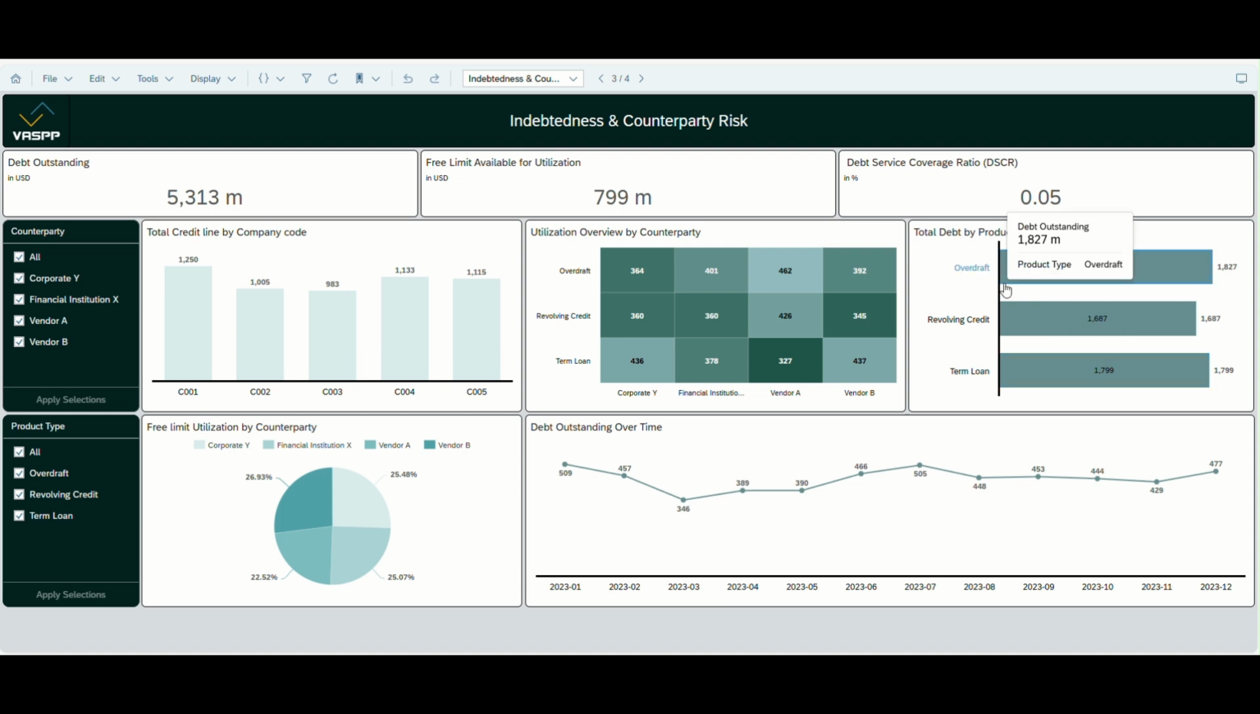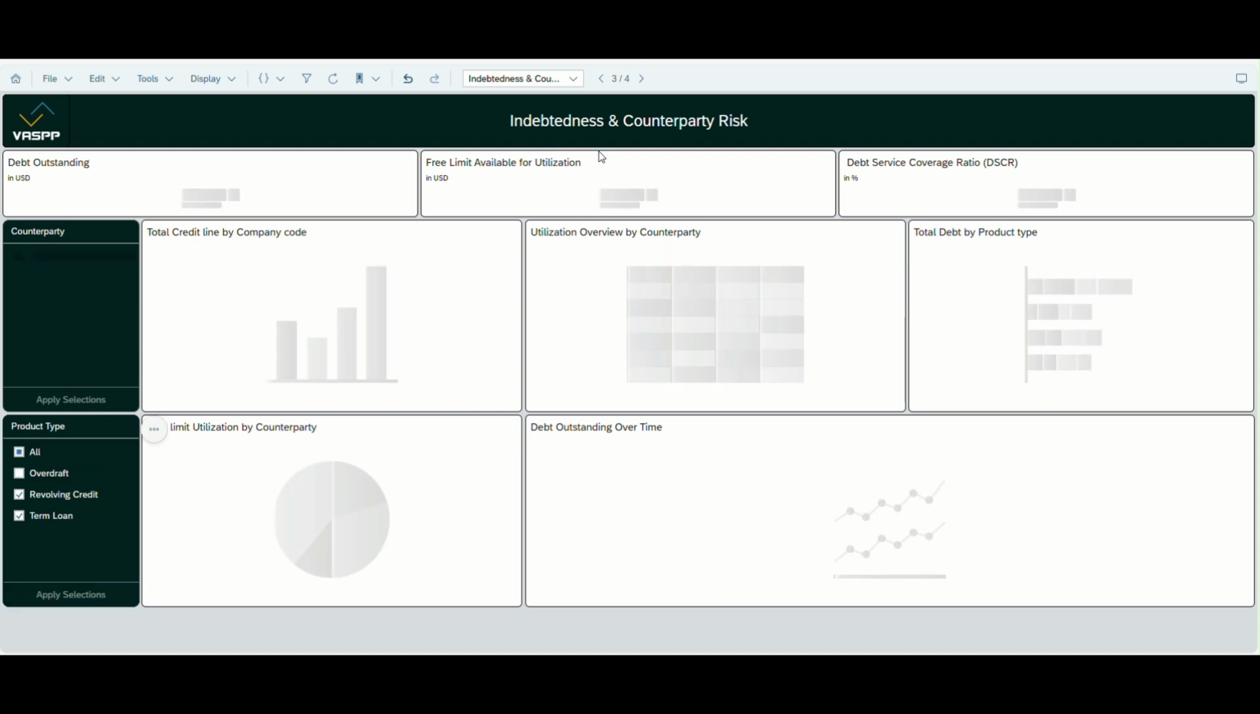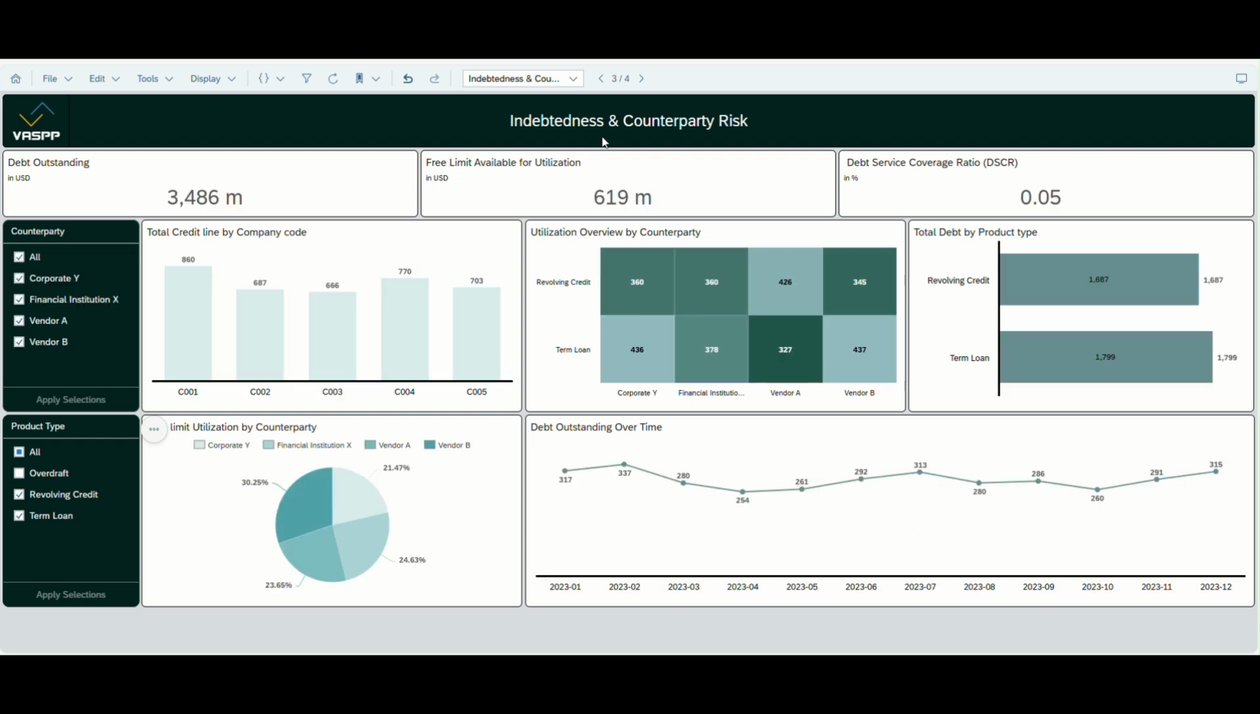The free limit utilization by counterparty chart highlights where credit lines are actively deployed, guiding targeted risk mitigation efforts. And the debt outstanding over time line chart tracks debt maturity profiles and trends, aiding strategic refinancing and repayment planning. Filters for counterparty and product type help you zero in on risk or opportunity areas. This page equips Treasury and risk managers to monitor, control, and optimize debt exposure and credit risk, providing clear, actionable insights to protect your organization's financial health.